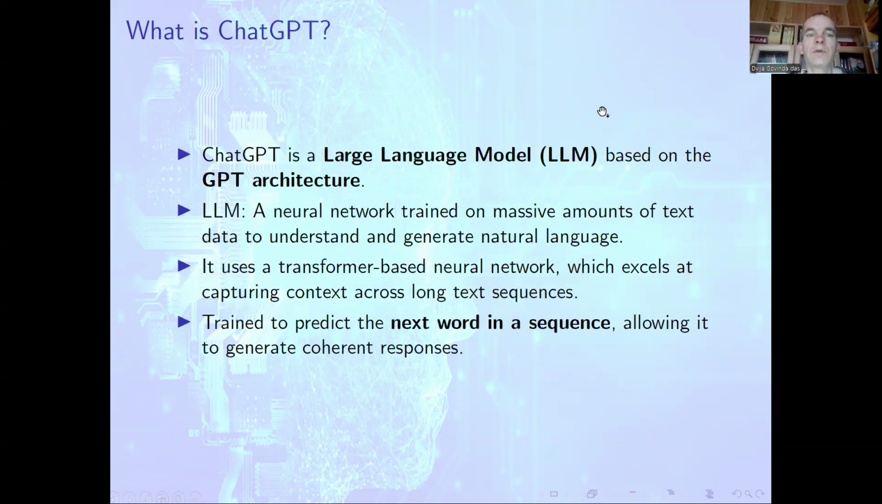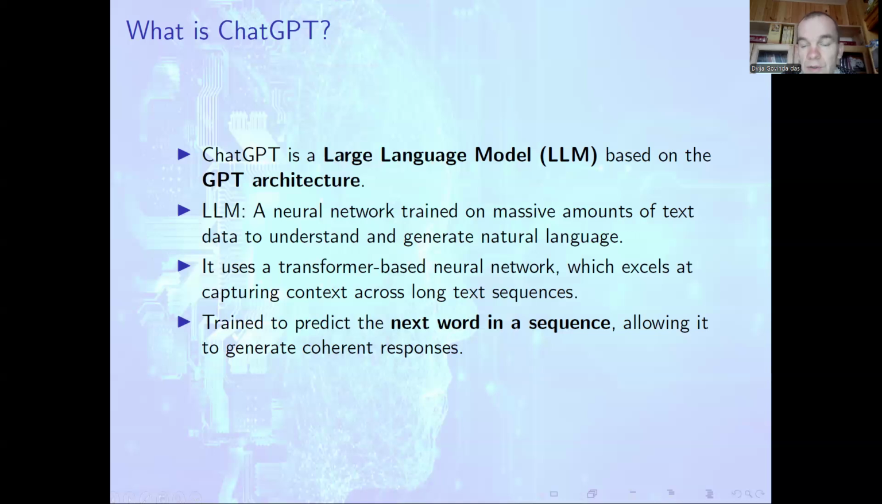First of all, ChatGPT is a large language model which is based on the GPT architecture. What is a large language model? A large language model is a neural network which is trained on a massive amount of text data to understand and generate natural language. It uses a so-called transformer-based neural network, about which we will say a few words, which excels at capturing context across long text sequences.